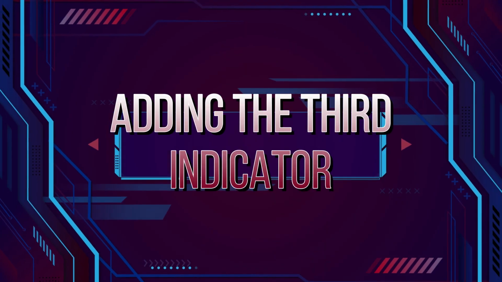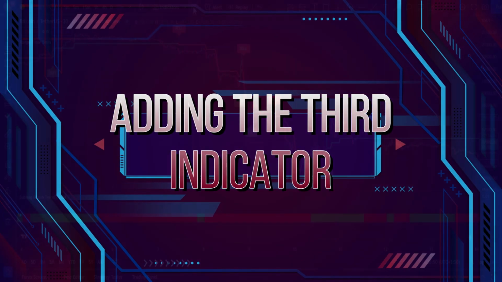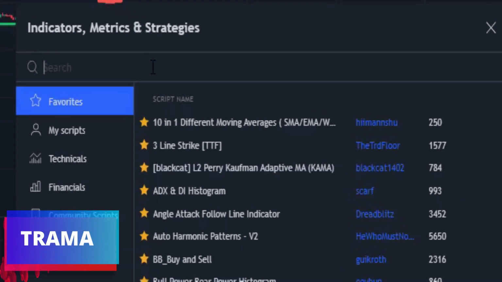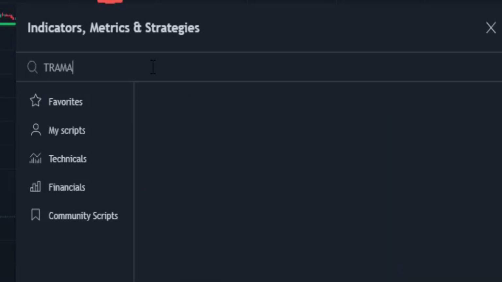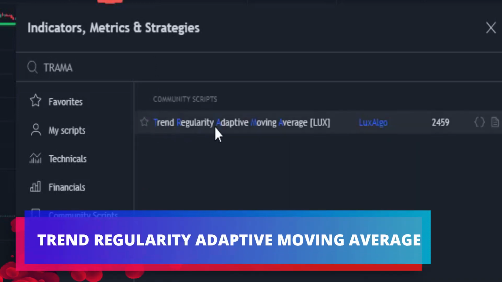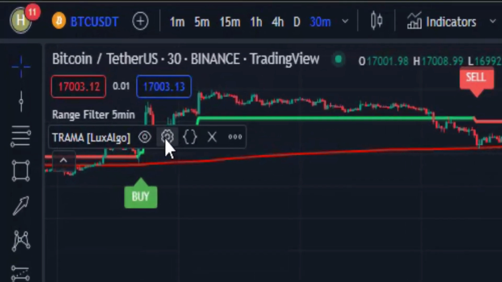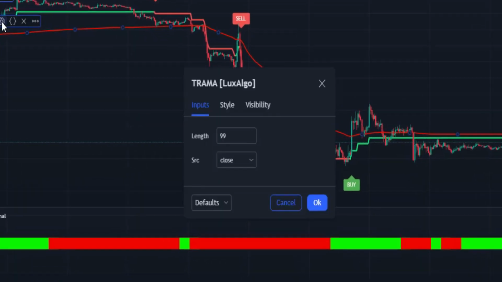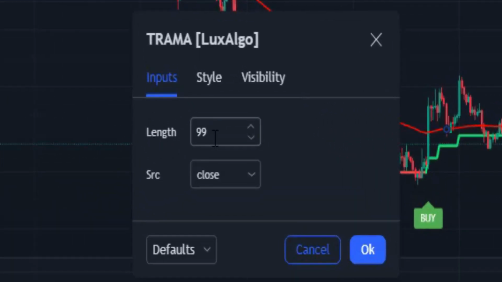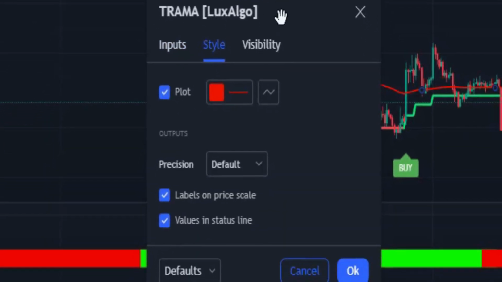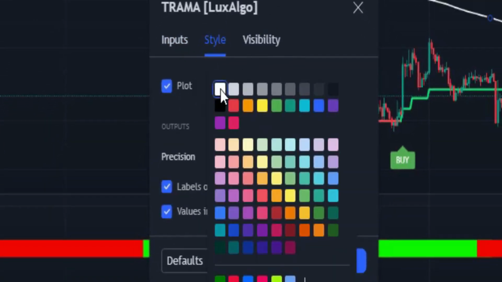Now it's time to add our trend directional indicator to the chart. So for that, click on the indicators and search for trauma. And add trend regularity adaptive moving average by Lux Algo to the chart. For the next step, access its settings. And change the length to 200. And in the style tab, change the color of the indicator.